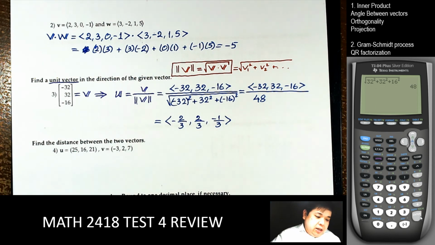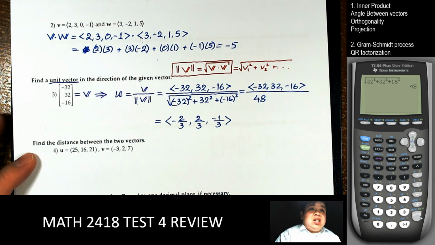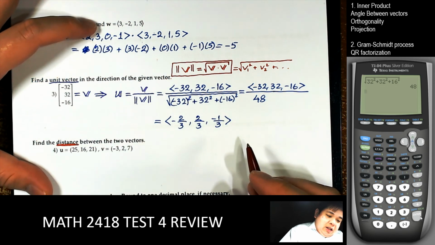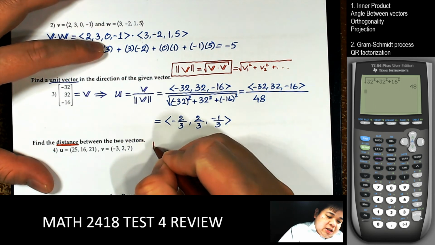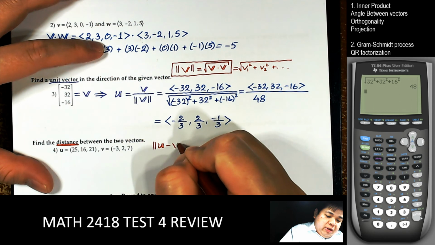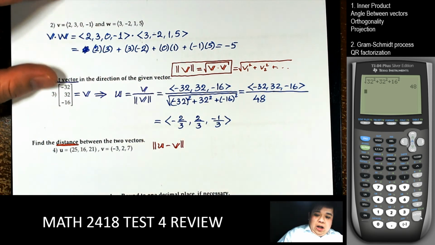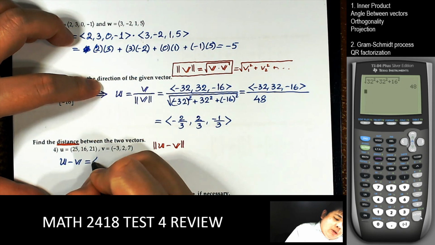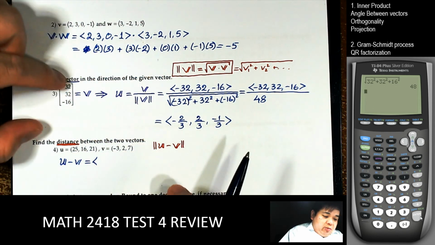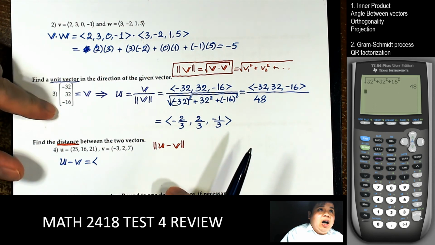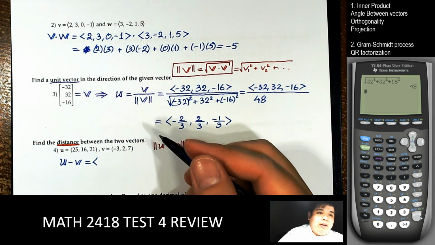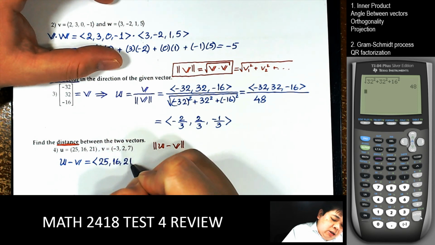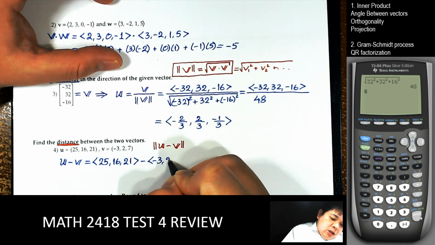Alright, next. The distance between two vectors. This is distance, and it is given by just the length of u minus v. So first we take u minus v. Again, vector can be written in different forms, can be given in the vertical form of a column vector or in this line of points. Right, so 25, 16, and 21 minus negative 3, 2, and 7.